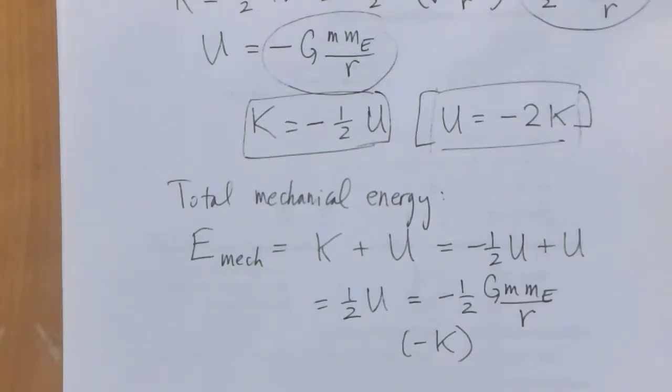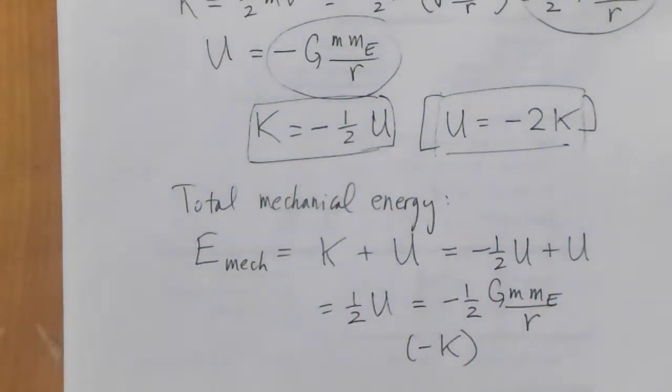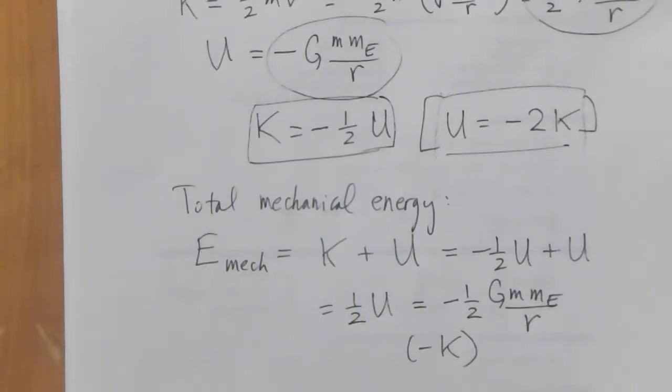Then you would have to have positive total energy. This is not going to give you that. If you have a satellite that's bound to the Earth, it will have a negative total mechanical energy. Okay, any questions about that?